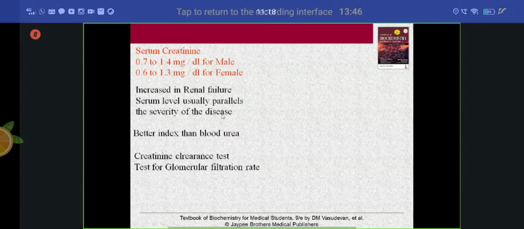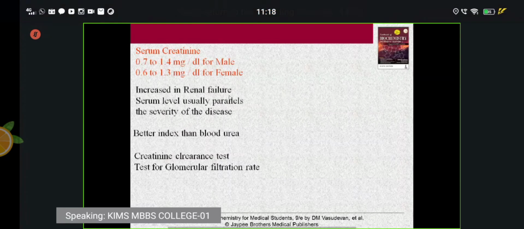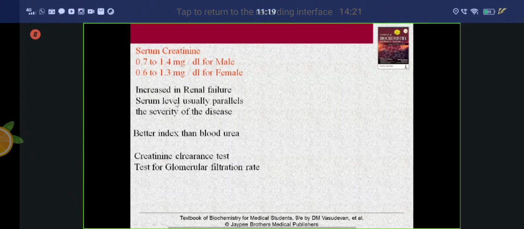The serum level usually parallels the severity of the disease. This is the normal level, 0.7 to 1.4 mg per deciliter. Whenever the kidney is not functioning, the levels increase to 2.5, 3, like that. If the disease has progressed a lot, you get values around 10, 15. In the last stage of renal failure, there are 5 stages, the last being stage 5, known as end-stage renal disease, the creatinine will be around 15, 17, 18, 20. So the serum level parallels the severity of the disease.